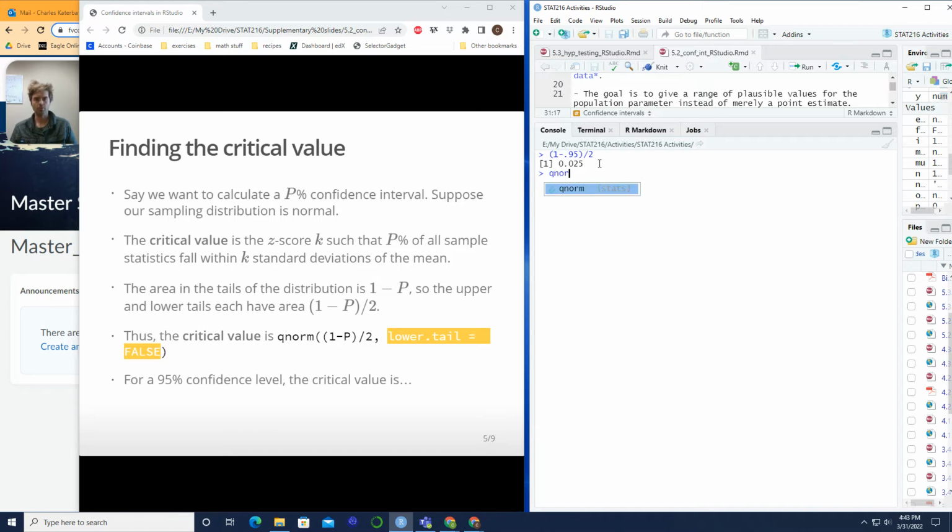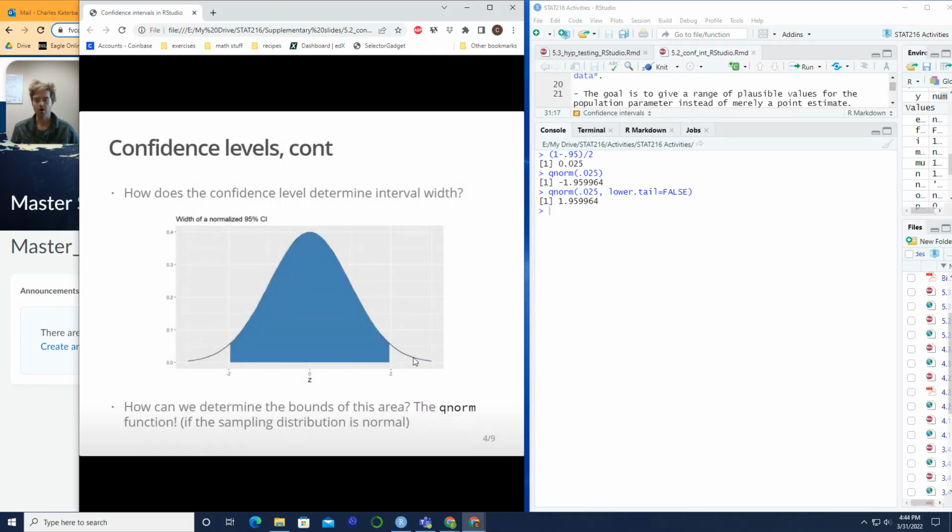And now if we do qnorm of 0.025, that gives us negative 1.96. But if we set lower.tail equal to FALSE, it'll give us the same value, just the positive version of that. So setting lower.tail equal to FALSE gives us the z-score so that 2.5% of all measurements fall above that particular value. So it gives us the z-score for the upper tail here. And that just makes our life slightly easier, to take the positive z-score rather than the negative.